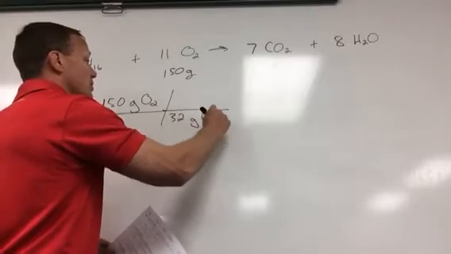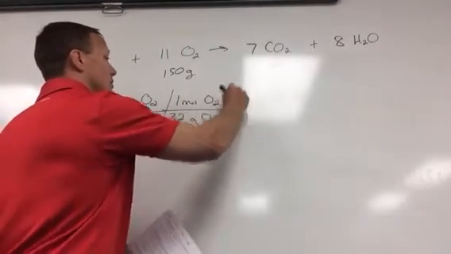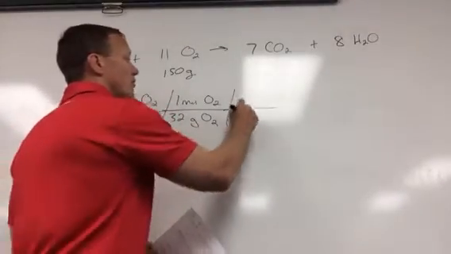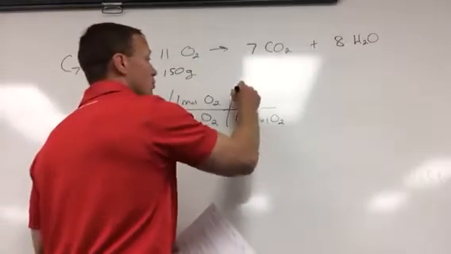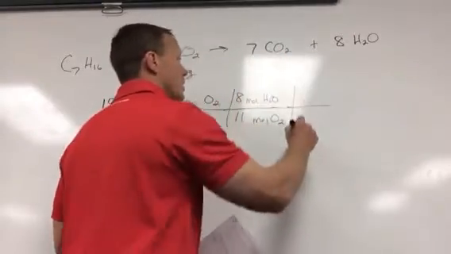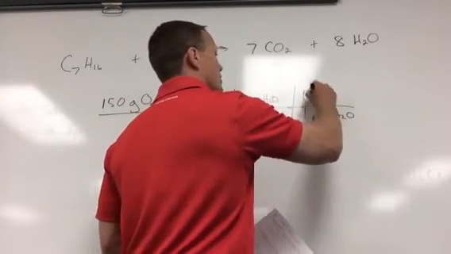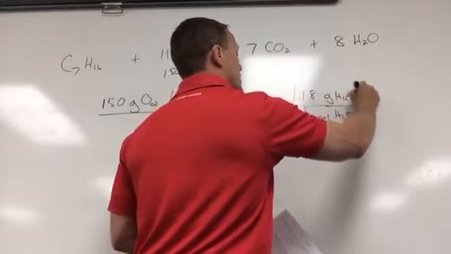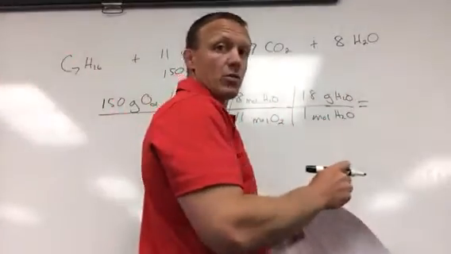Oxygen is 32 grams. Remember, it's 32 because it's diatomic. 32 grams for a mole of oxygen. For every 1 mole of oxygen, so again, we're doing our ratio now, there's 8 moles of water. And a mole of water is 18 grams. So again, this is our theoretical yield. This is what they should have gotten.